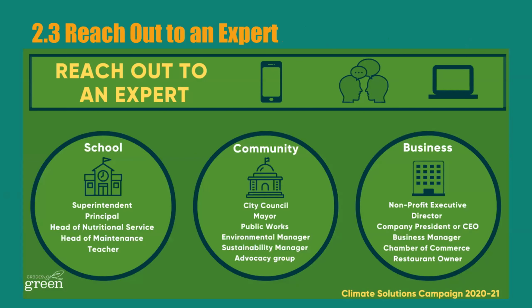So by the time your students reach 2.3, they'll have chosen their topic and their solution, and they'll have learned about the campaign types they can organize. They'll be ready to get expert advice on what project would best serve their community. And this graphic shows categories of potential experts: experts in the school realm, experts in the community realm, and experts in the business sector that your teams could approach for advice.